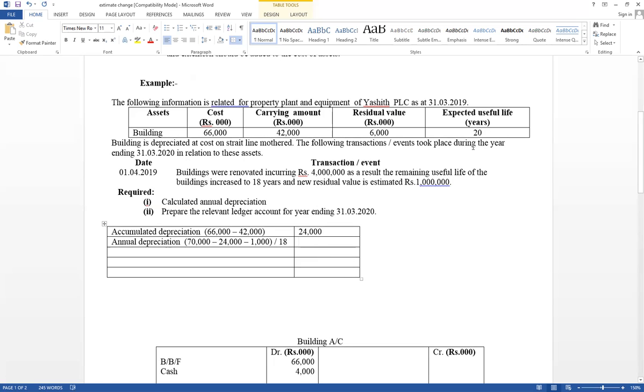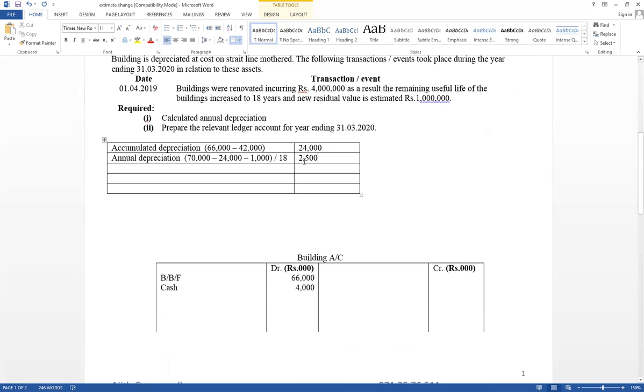Think about useful lifetime equal to 20. But the asset has already been used. Now it has been given that as a result of renovation, the remaining lifetime increased to 18 years. Therefore, the annual depreciation value equals 2,500. Therefore, this value should be recorded as depreciation.